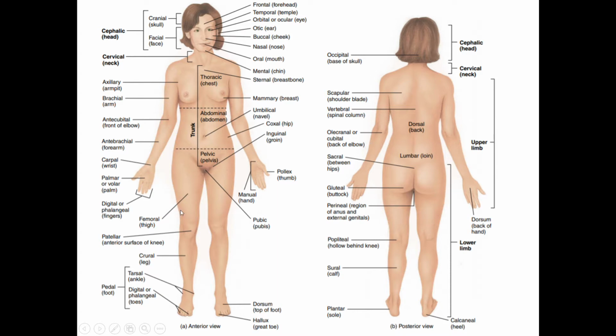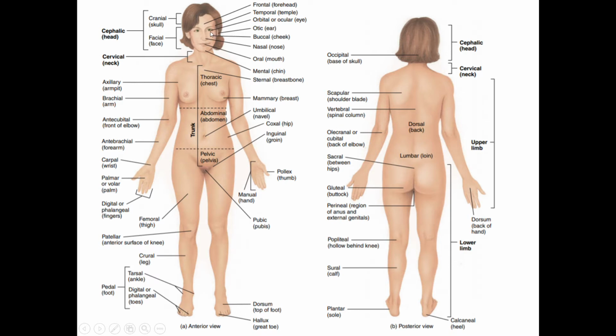Then we have femoral, or the thigh. Patellar, the anterior surface of the knee. When we say anterior, front. Then posterior, back. Then crural, that is your leg. Your ankle is tarsal. Your toes are digital or phalangeal. Then pedal, foot. Forehead, frontal. Temporal, temple. This is your temple.